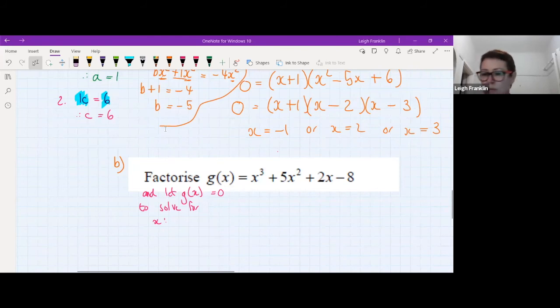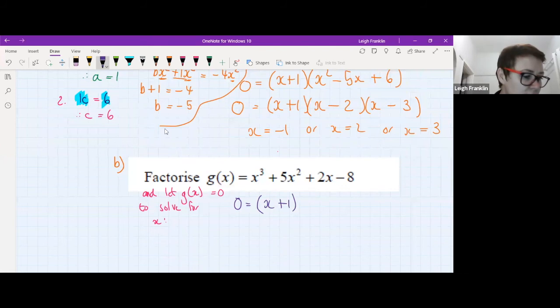And then what you'll see with practice, this just becomes easier and easier and easier. Okay, so I'm just going to make it equal to 0 for now because I'm solving for x. And you said that x plus 1 was a factor, is that right? Was it x minus 1? No, it would be x minus 1 is a factor. Oh, there we go, x minus 1 is a factor. Good.